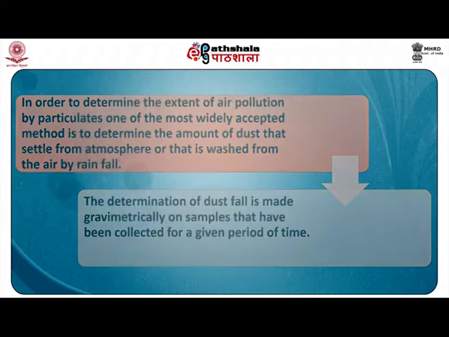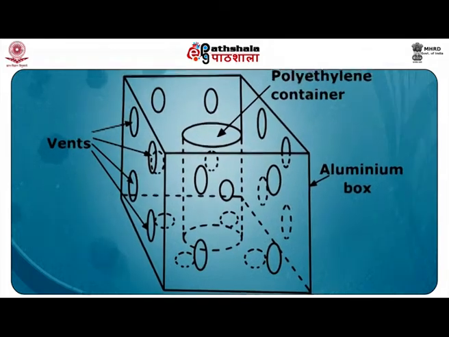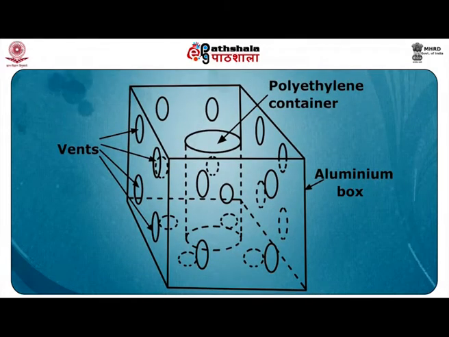of time. A perforated polished aluminium box containing a polyethylene cup is used for collecting dust. In areas where wind velocity is high, the inside of the polyethylene container is coated with grease. The dust sticks to the grease and is not lost by wind action.